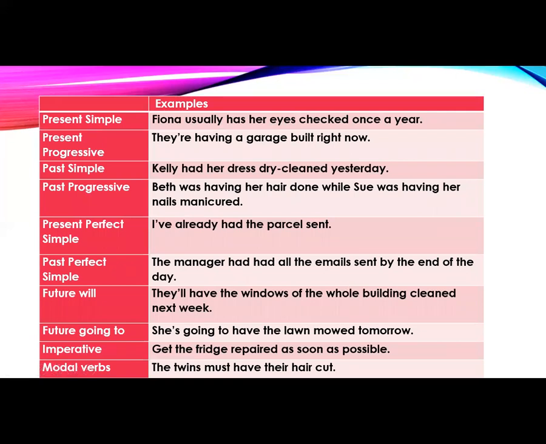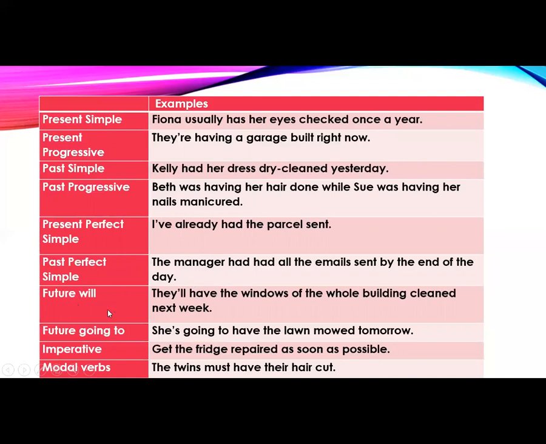Let's have a look at the examples of various tenses. Present simple. Fiona usually has her eyes checked once a year. Present progressive. They're having a garage built right now. Past simple. Kelly had her dress dry cleaned yesterday. Past progressive. Beth was having her hair done while Sue was having her nails manicured. Present perfect simple. I've already had the parcel sent. Past perfect simple. The manager had had all the emails sent by the end of the day.